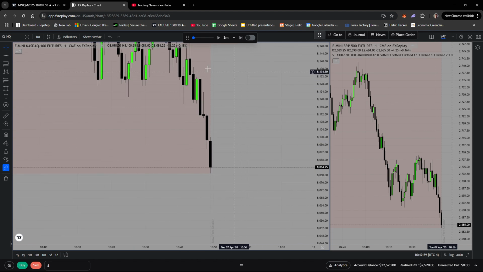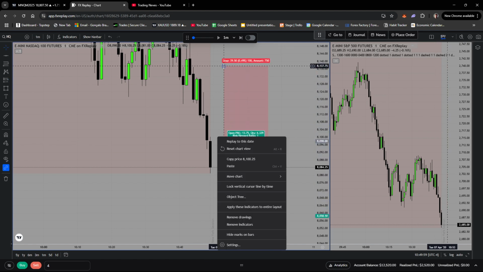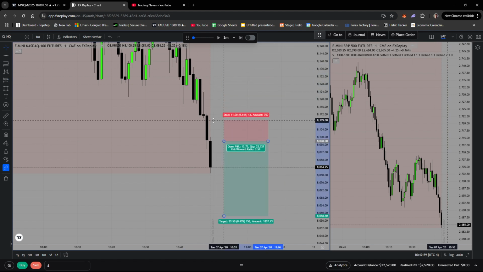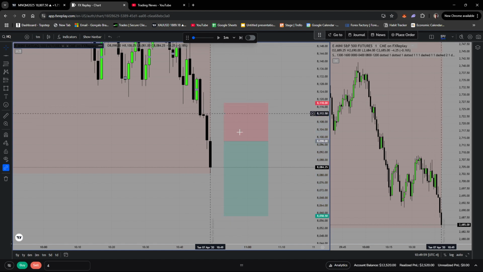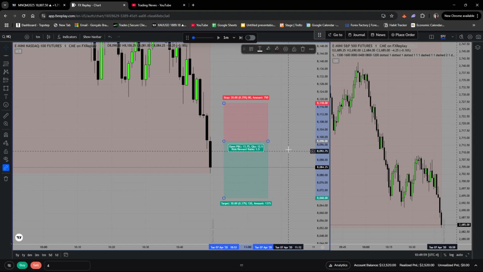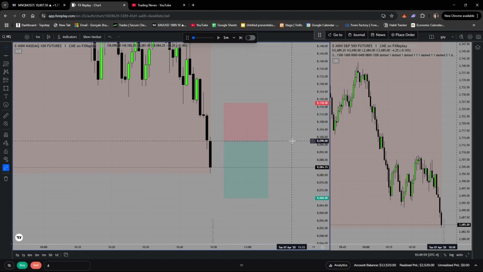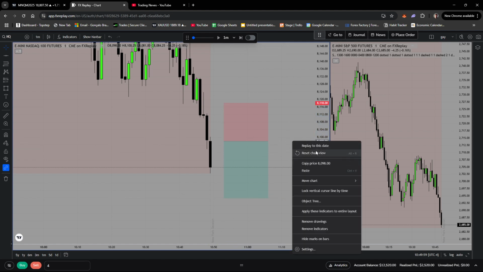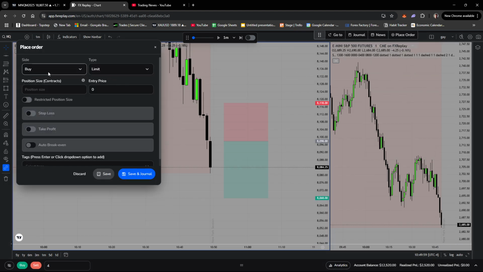Okay. So we've got accumulation, manipulation, and distribution. We're going to try this then. See, we've got a little volume imbalance. Try 20 points. Go for a 1.5. So 20 points, copy price, go to place order. We want to sell limit here.